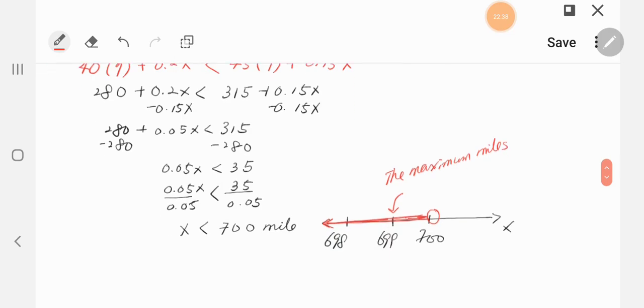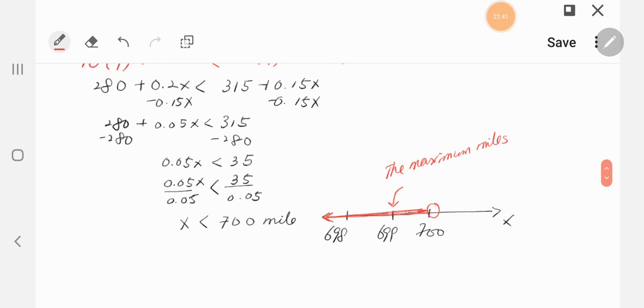Maximum miles that I can drive if I rent a car from company A, so that they charge less than company B charges. So x should be 699 miles. Actually, 699.9 miles is okay, but they may round up, so 699 miles will be enough. So that's the maximum mile that I can drive. All right, well done.